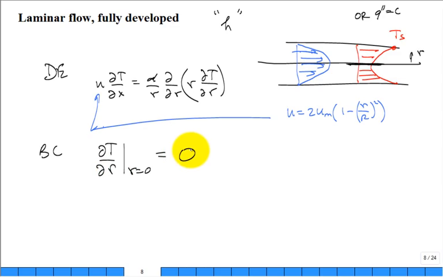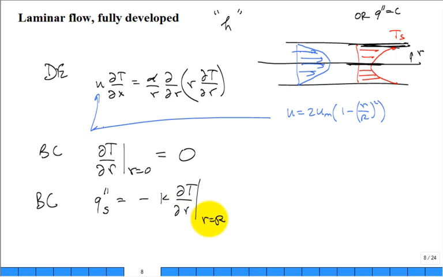Now, the second boundary condition depends on what's happening out here at cap R, right? What's happening at cap R? So maybe the easiest would be to think of the second boundary condition being a specified heat flux. Okay, so Q double prime at the surface, if that's equal to a constant, equal to minus K, the derivative of T with respect to R at R equal to cap R. And I've got to think about the signs a little bit.